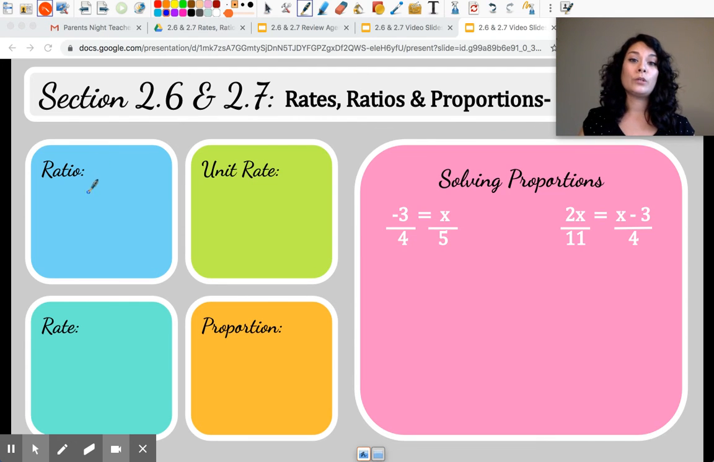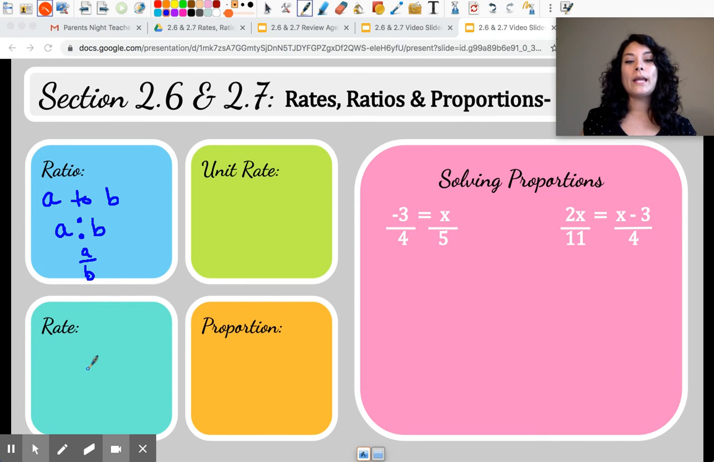There's 3 ways that you can write a ratio. You can write it as words. So let's say I'm comparing A to B. I could write A to B. You could write a ratio with a colon. So I could say A to B like that. Or you can write it as a fraction, A over B. So a fraction is a ratio. It's a comparison of 2 quantities, okay?